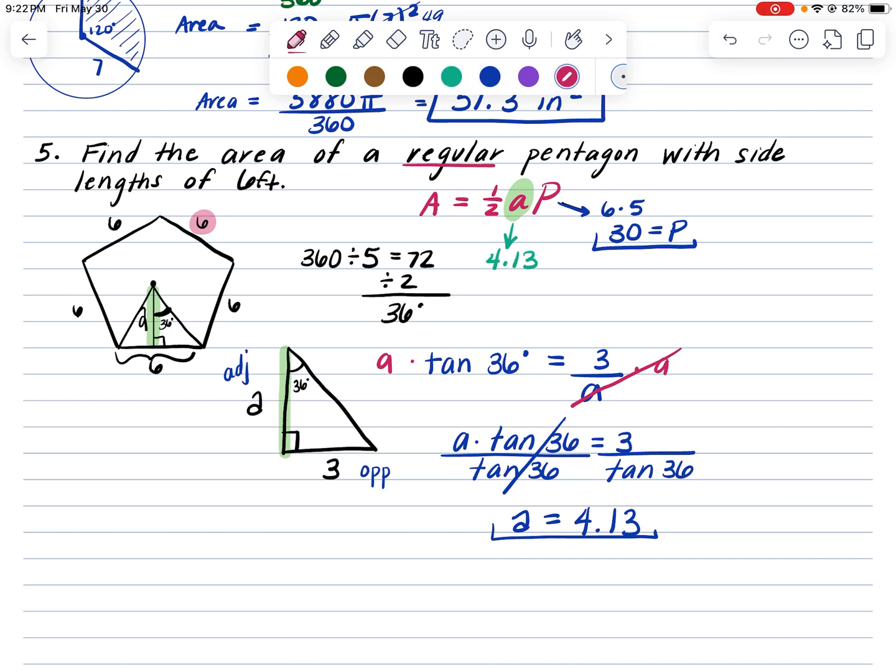My perimeter is there, and so I can go ahead and solve. Area is equal to half of 4.13 times 30, and I'm going to go ahead and get my area. So 0.5 times 4.13 times 30. And I get an area of 61.95 feet squared.